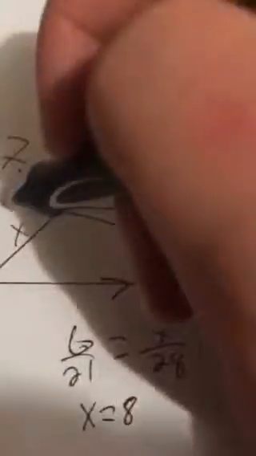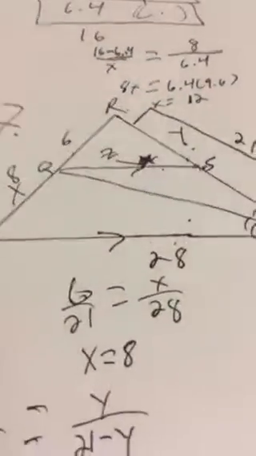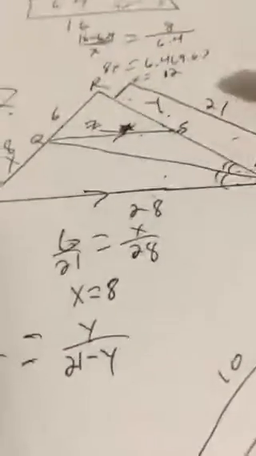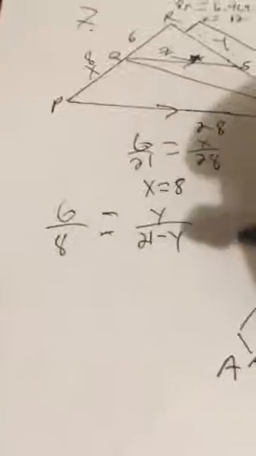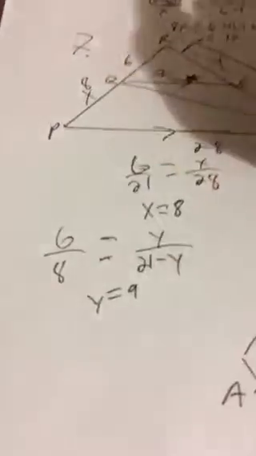So I found 8 right here, right? So 6 over 8 should be equal to my distance on the top, which is Y, and then my distance from there to there is 21 minus Y, because I know the whole side's 21. So this is the triangle proportionality theorem right here. And when I do this algebra, and yes, it's a little bit tougher, you're going to get Y equals 9.